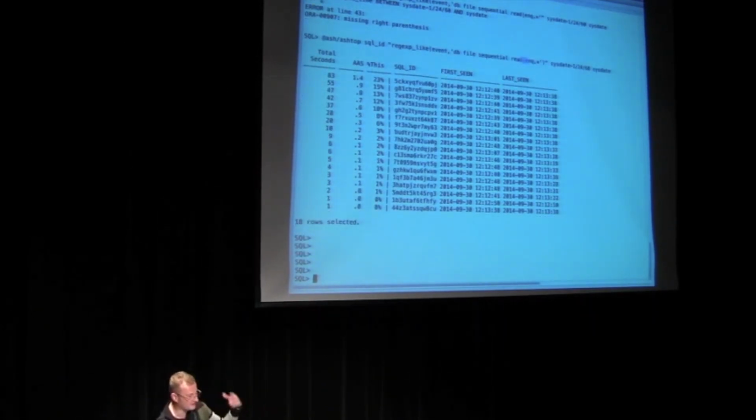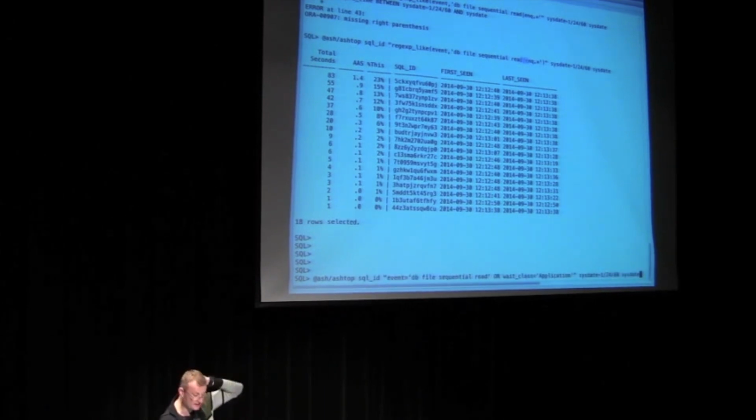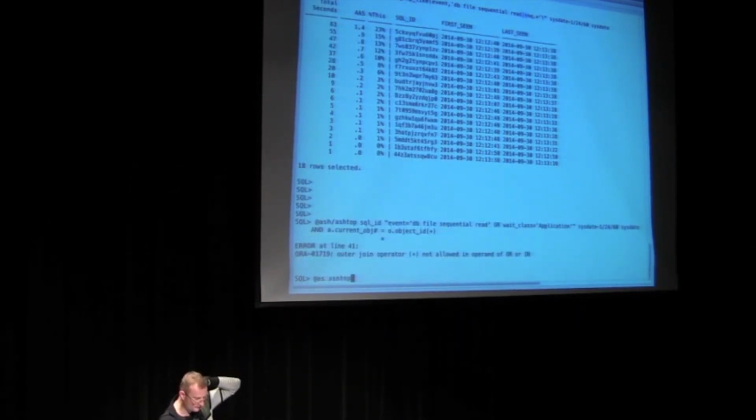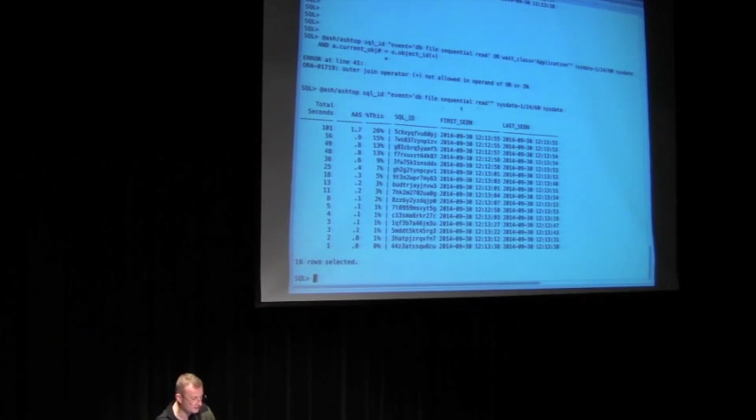I wanted to show you that this SQL script is an easy to use script for quickly listing ASH performance data. So what is AAS? AAS means average active sessions. If in the last minute, on average, we had 1.7 sessions waiting for this wait event while running this SQL ID, that's what you see as average active sessions.